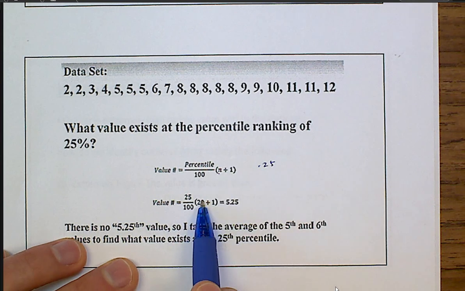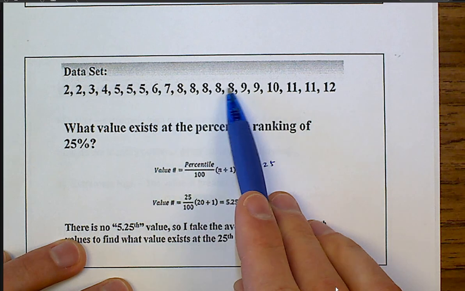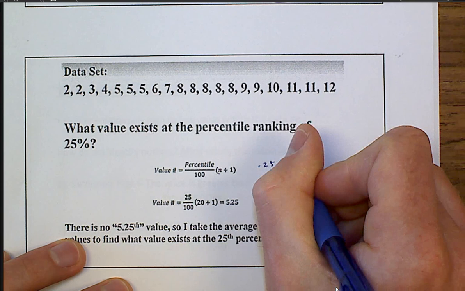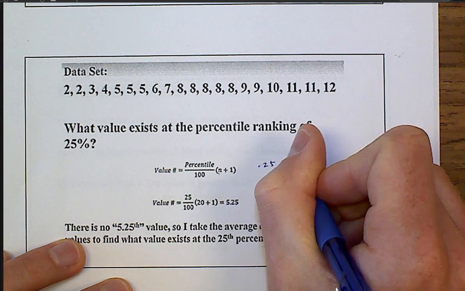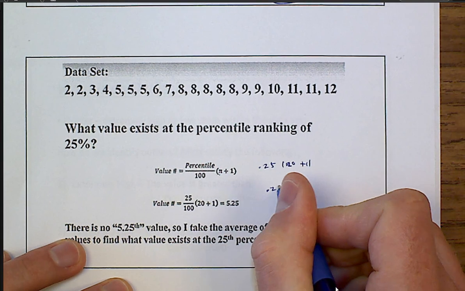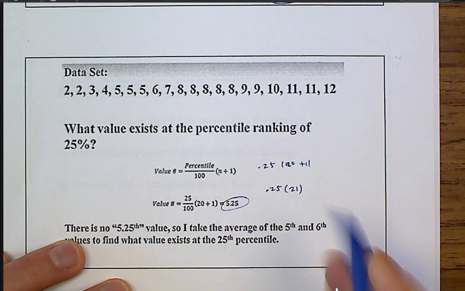So again, 1, 2, 3, 4, 5, 6, 7, 8, 9, 10, 11, 12, 13, 14, 15, 16, 17, 18, 19, 20. There are 20 total. And then we plus 1, 20 plus 1, okay? And so basically you get 0.25 times 21 is what you get. And when you do that, you get 5.25.